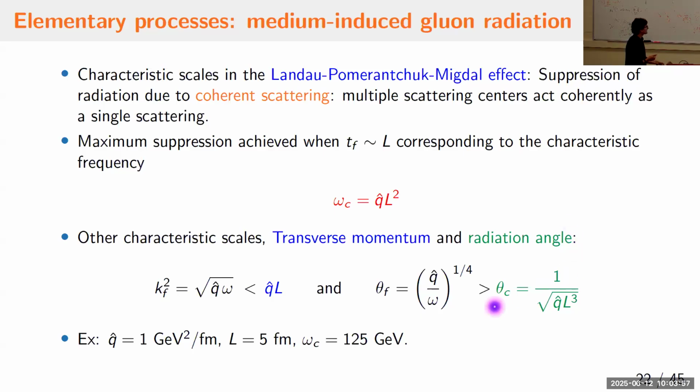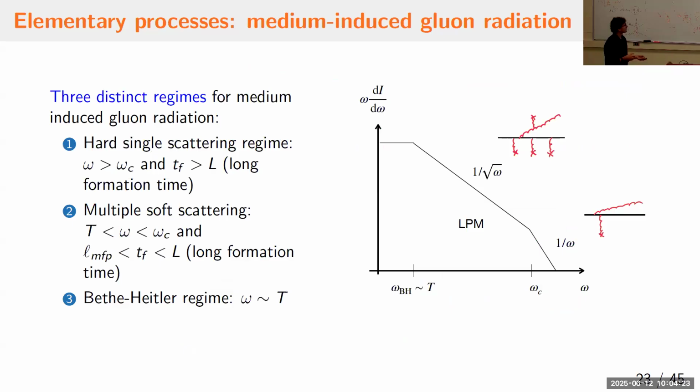Before I go to the next slide, I wanted to give you a sense of the size of the scales. For Q hat, which is typically 1 GeV squared per Fermi, and a medium length of let's say 5 Fermi, we get an omega C of 125 GeV. So with these realistic numbers, you get a hard scale, a large scale out of the medium, which is omega C. This is very important, and is in line with the fact that jet quenching is an order 1 effect. Let me wrap up this first lecture by showing you the actual medium-induced radiation spectrum.